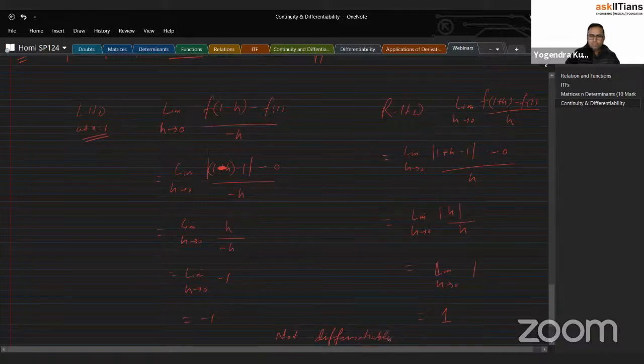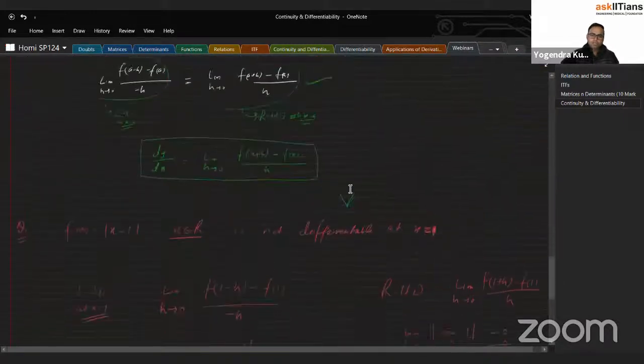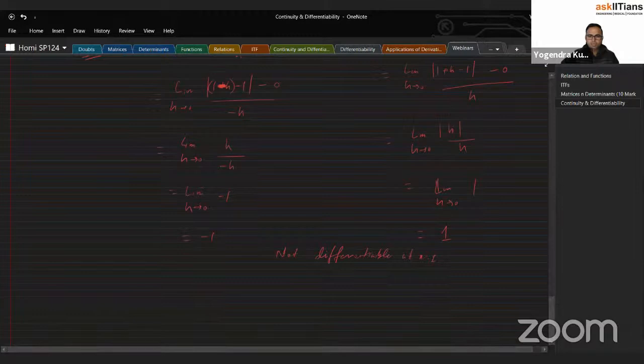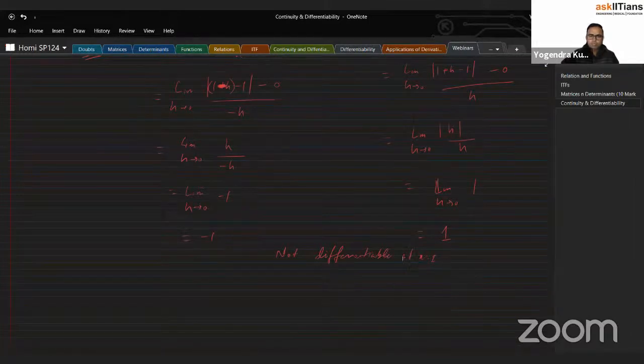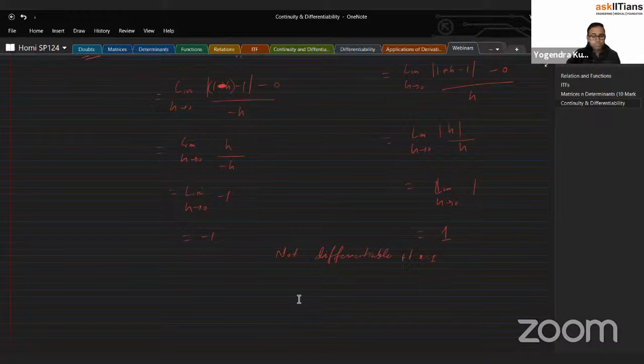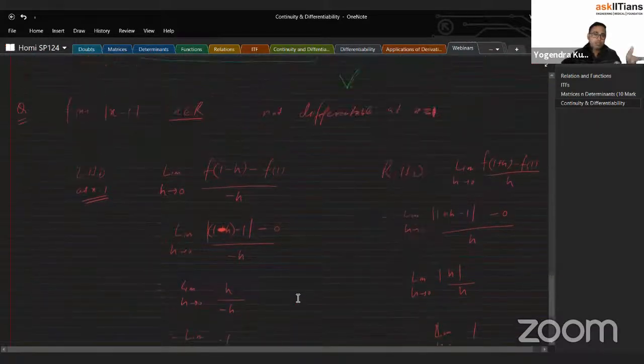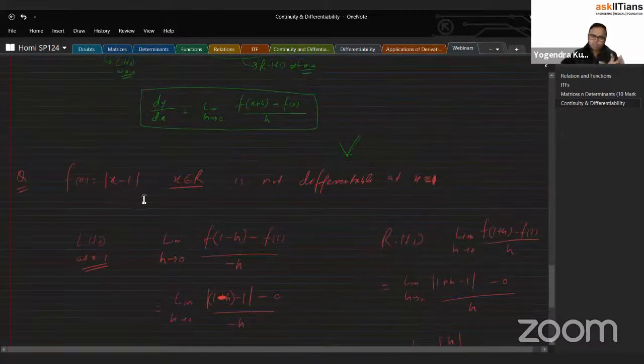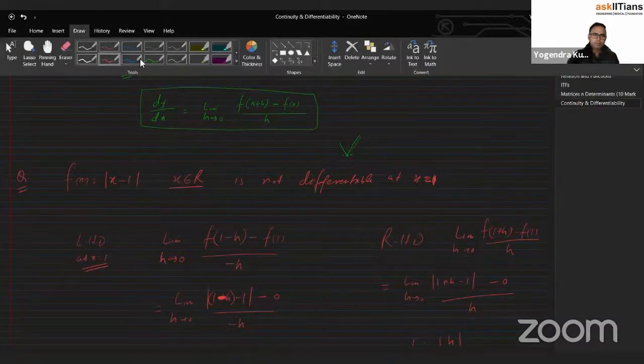Because we know mod functions are continuous. Modulus functions are continuous. So this will be continuous, but it is not differentiable. Clear, guys? Verbal question only, right? You can answer easily. You can change the definition. By the way, this question can be done by removing the mod and breaking it down into a piecewise function. An alternative method could be this also.